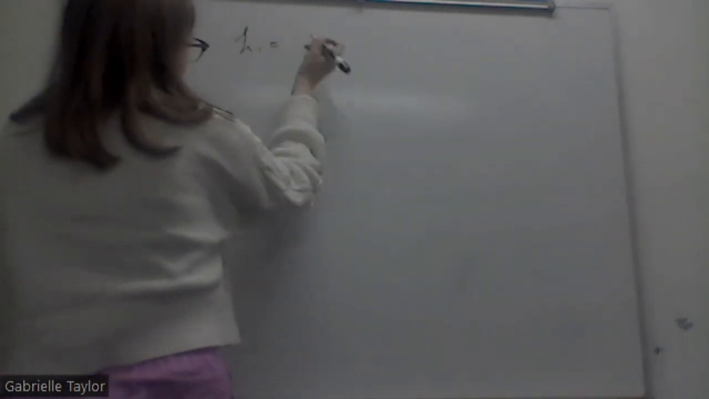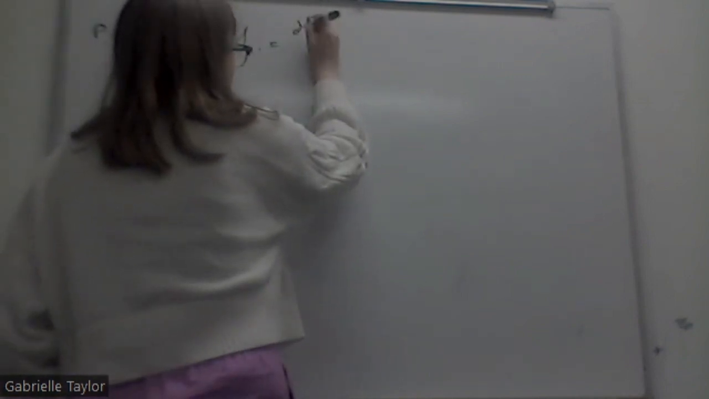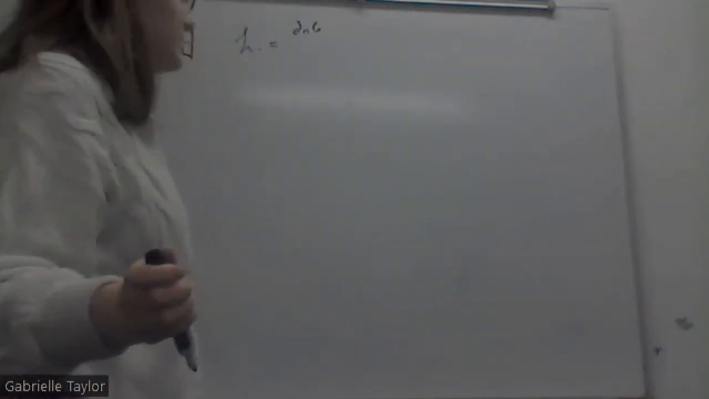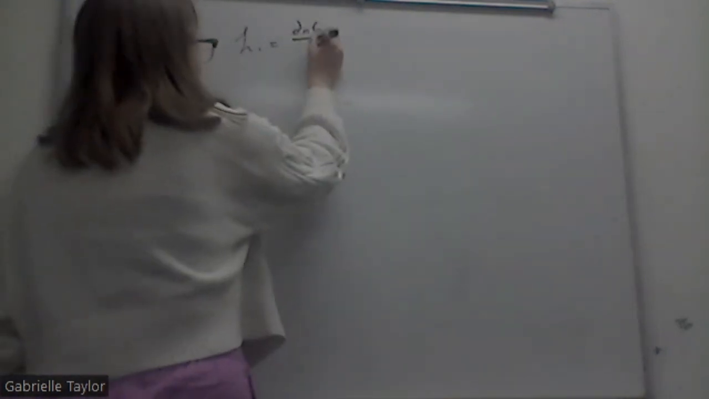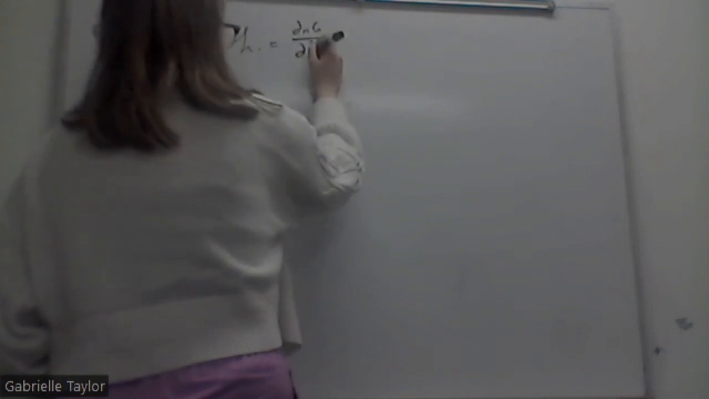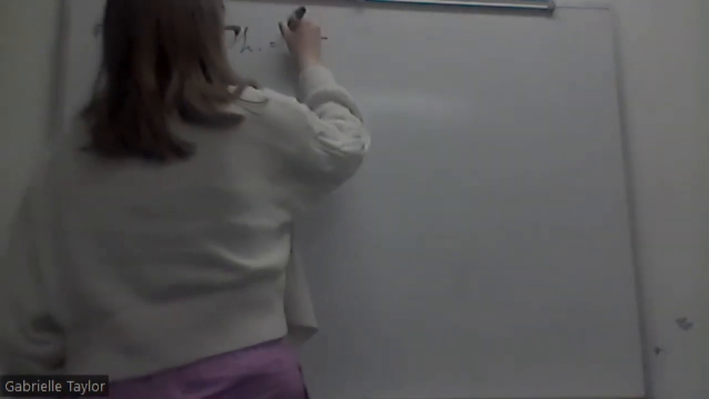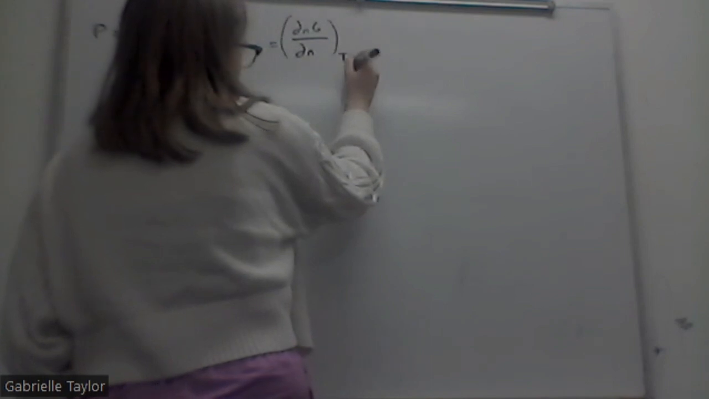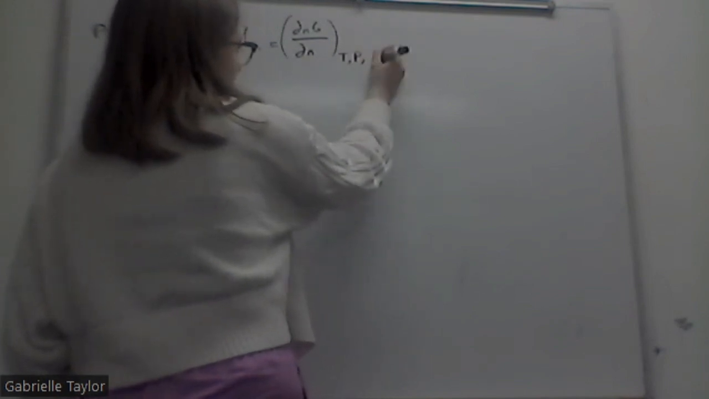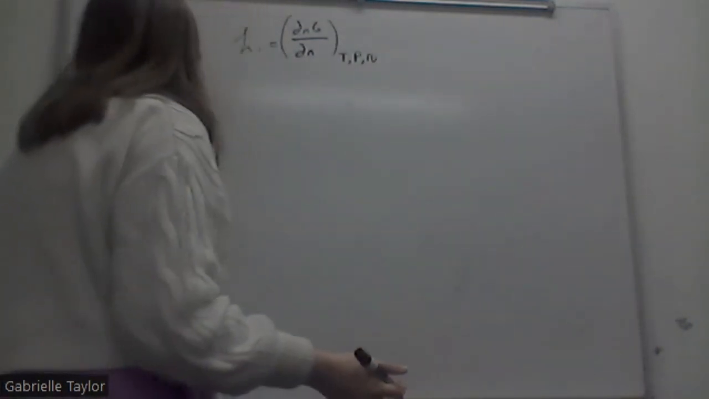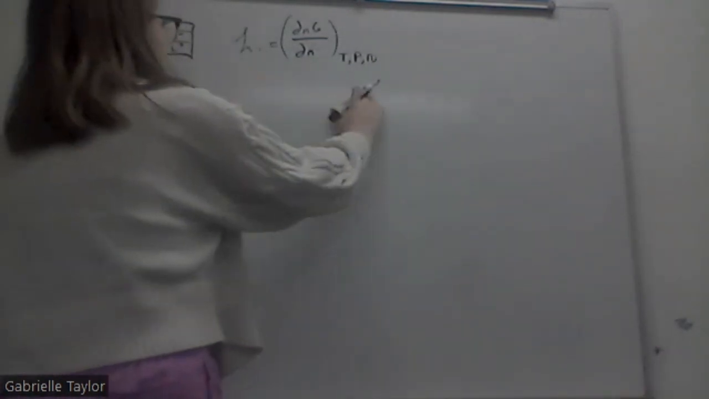So the first thing we want to do is chemical potential equals the derivative of the Gibbs free energy with respect to the number of moles, and this is all taken with temperature, pressure, and the amount of the other moles, n_j, held constant. So this is what we're working with.